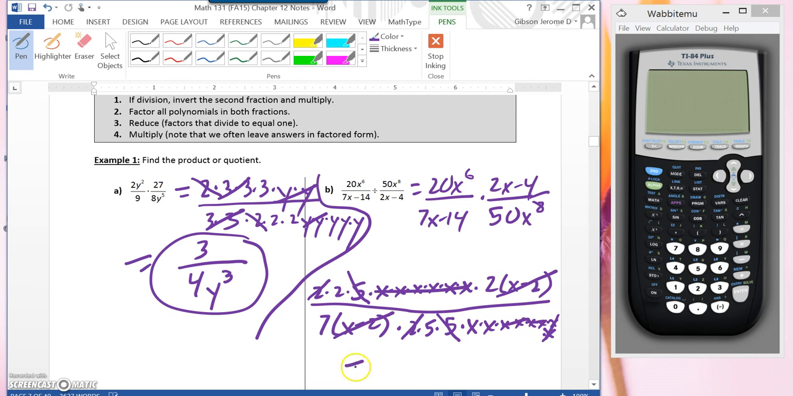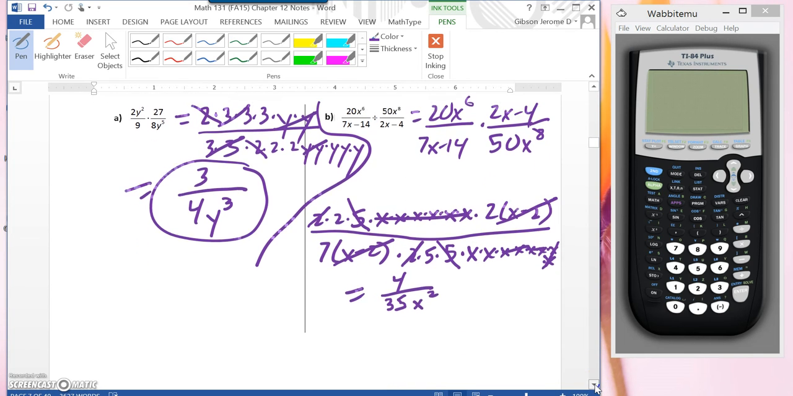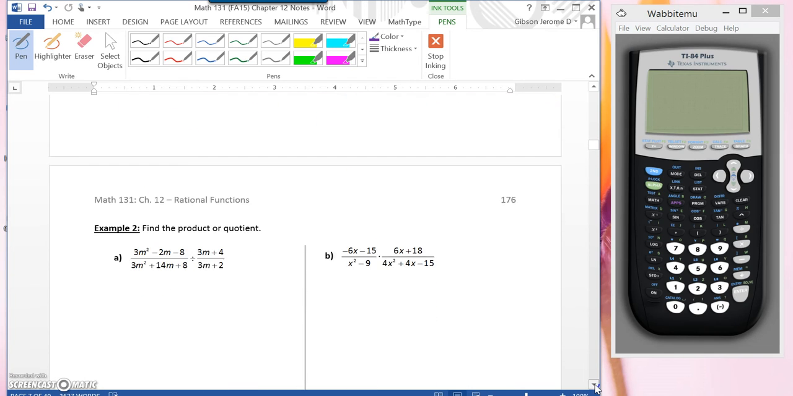So now all we have in the numerator is 2 times 2, which is 4. And the denominator, 7 times 5 is 35. And we have 2 x's left over, which would be x squared. So now, we scroll down here.